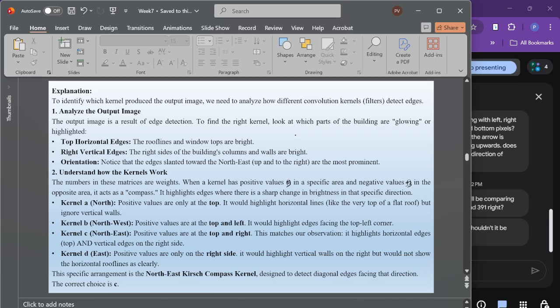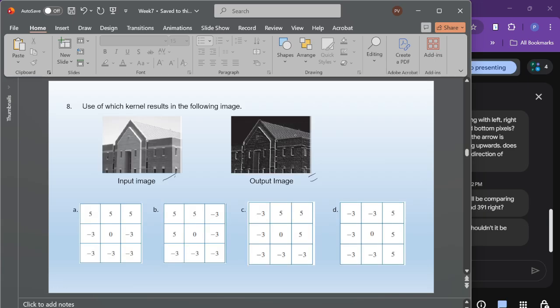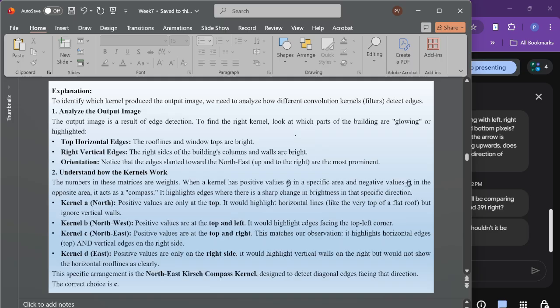So we will go through the options. In option A, all the top coordinates are positive and the lower ones are negative, and in the middle row one is 0 and the other two are negative. So in option A, the kernel in the north has positive values only at the top. It would highlight horizontal lines like the very top or the flat roof, but it will ignore the vertical wall.